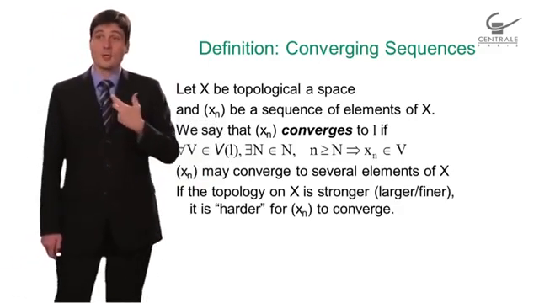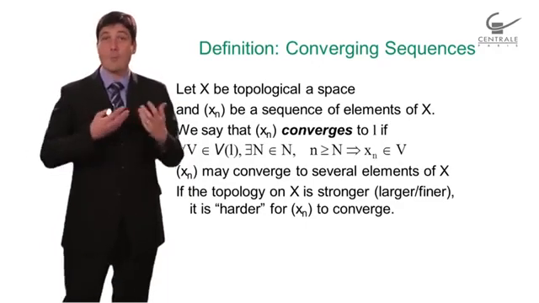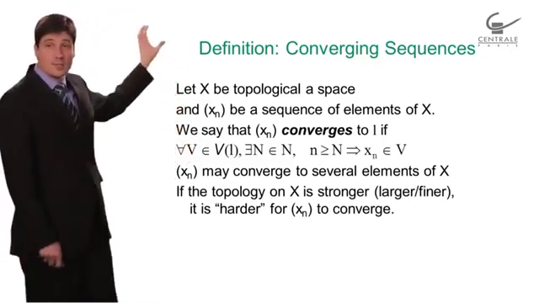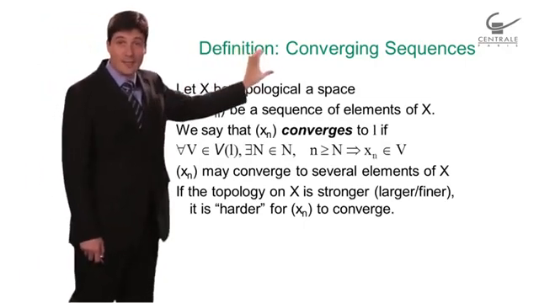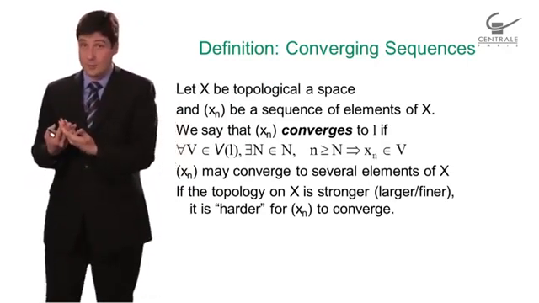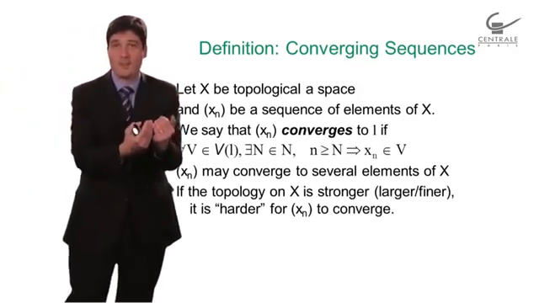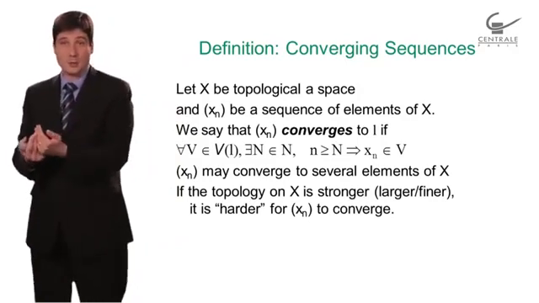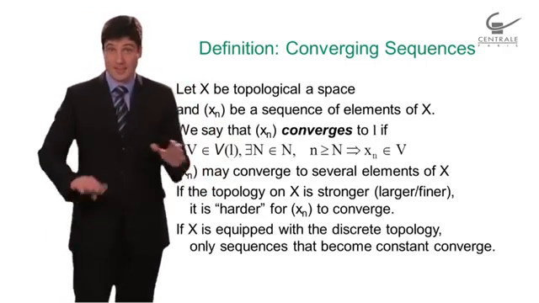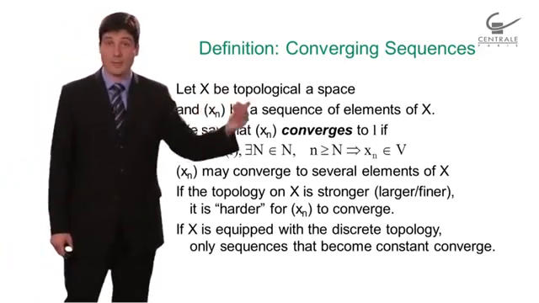If the topology is stronger, larger, or finer, what happens? You're going to have more open sets, right? So you're going to have more neighborhoods. Therefore, to satisfy that for all neighborhoods of L, you're going to have, it's going to be more difficult. It's going to take more effort to converge. So the situation is that if the topology is stronger, then it will be harder for Xn to converge. And if you actually have the discrete topology, meaning that everybody is an open set, then only sequences that become constant after a certain rank will converge.